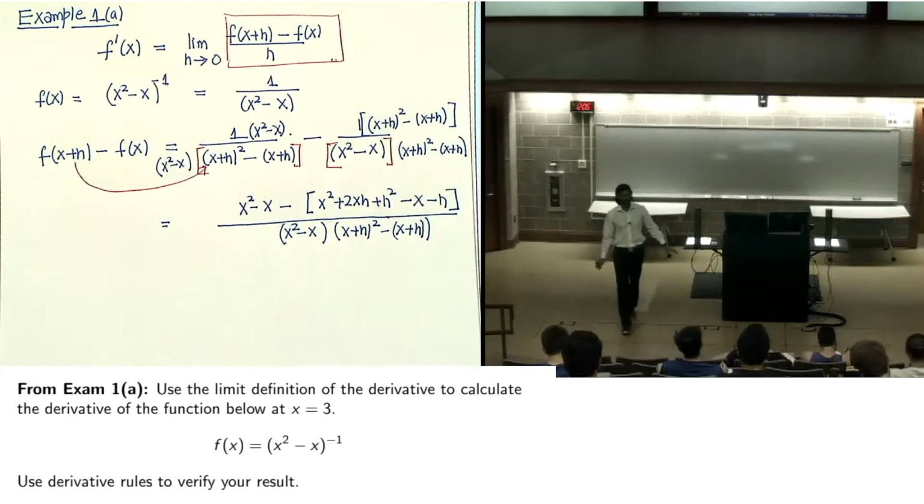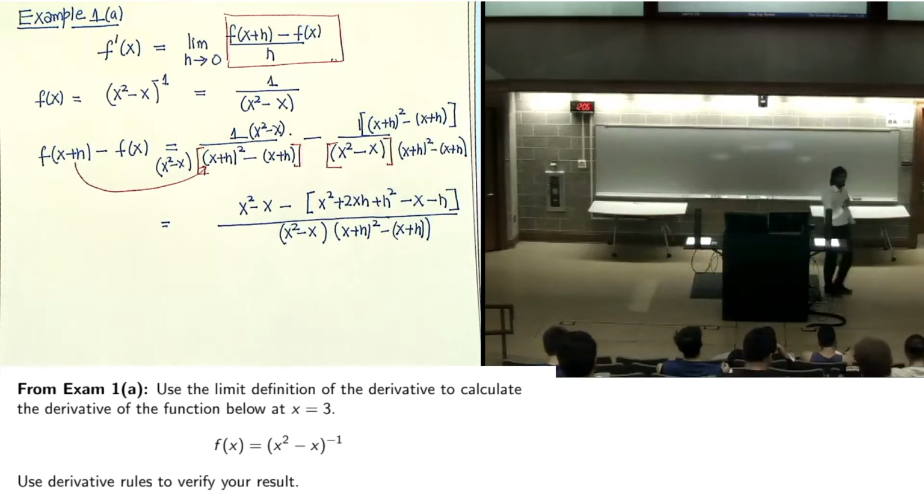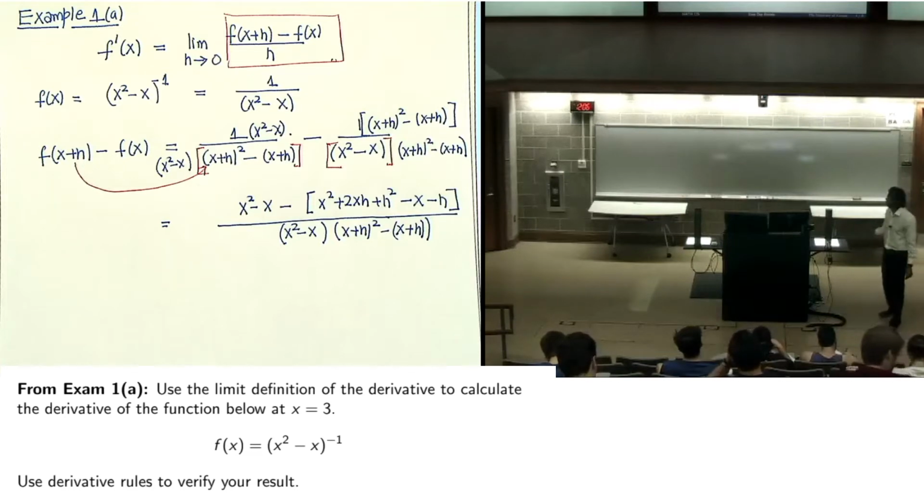But I didn't do anything. I just kept the first term as it is. Second term, I FOIL the square of x plus h, by using the formula: the square of a plus b is the square of a plus 2 times ab plus the square of b.